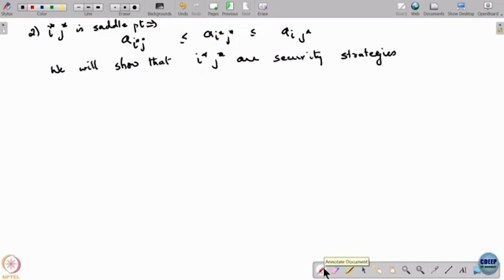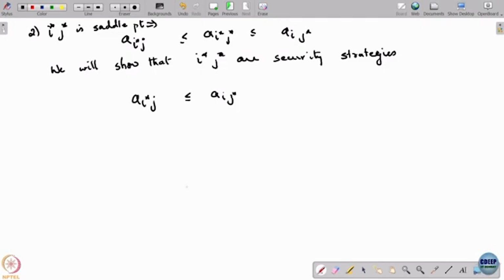So, if you want to get back the security concept, then it's not enough to use any of these in isolation. You have to use the entire chain of inequalities, which means that you have to use that this left extreme is less than or equal to the right extreme. Now, what does that mean? That means that a i star j is less than or equal to a i j star.